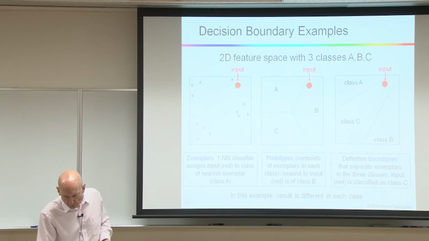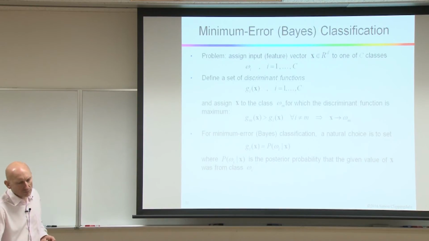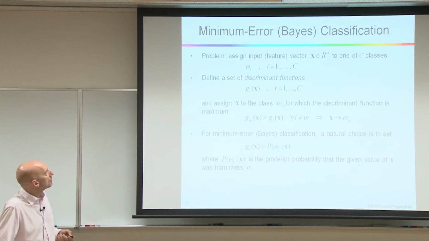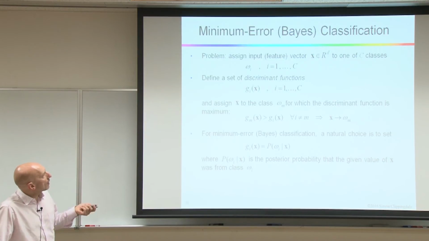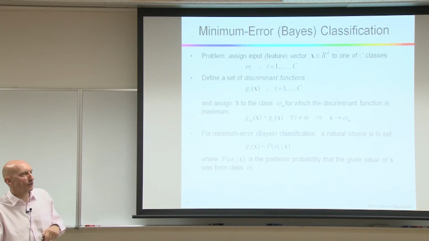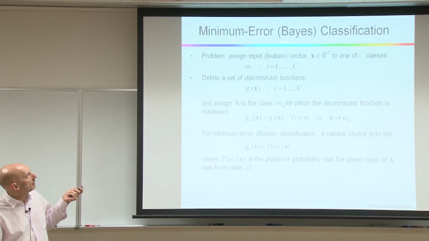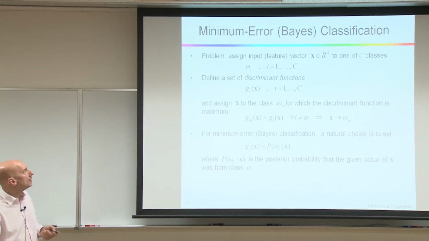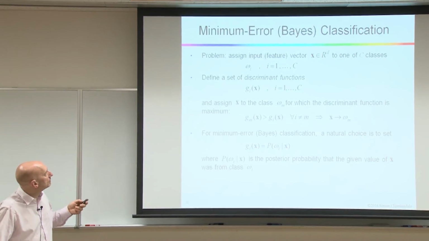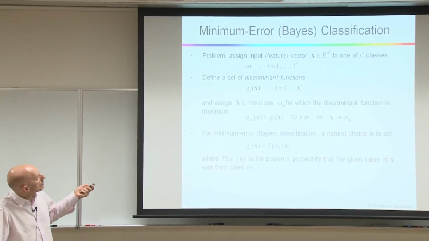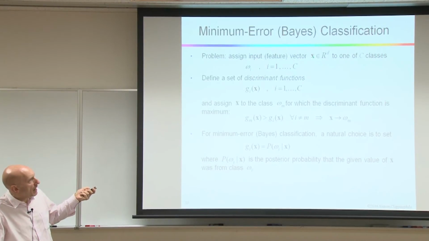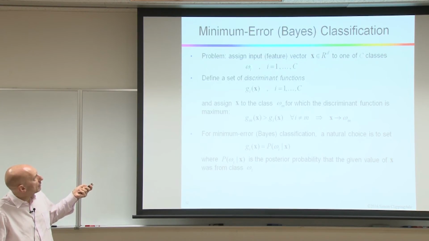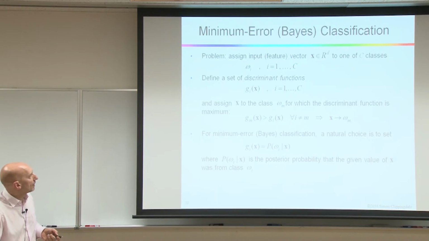Okay. I won't go into the maths of this too much, but I do have to say that there is a thing called minimum error classification. There is a minimum that's as good as you can do, and it's called Bayes classification. So we were trying to assign an input feature vector X to one of big C classes. This is omega i, so there are C classes, 1 to C.